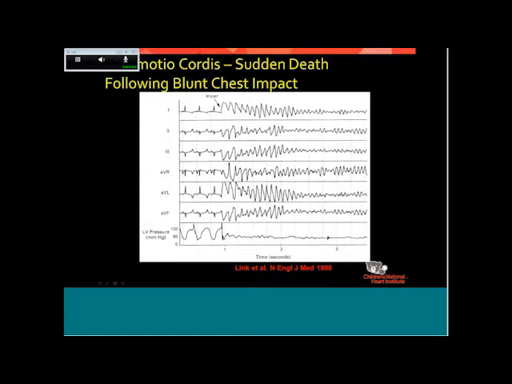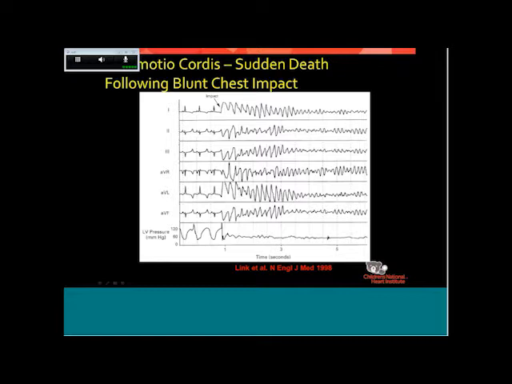It's not thought that they are susceptible, it's just thought to be bad timing and that they get the chest wall impact right on the onset of the T wave, sort of the vulnerable time period. And so it's really the epitome of bad timing. They get hit in the chest in the wrong place at the wrong time and cause ventricular fibrillation.